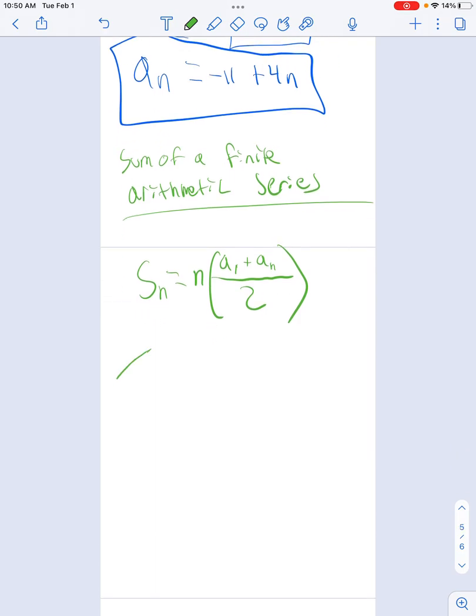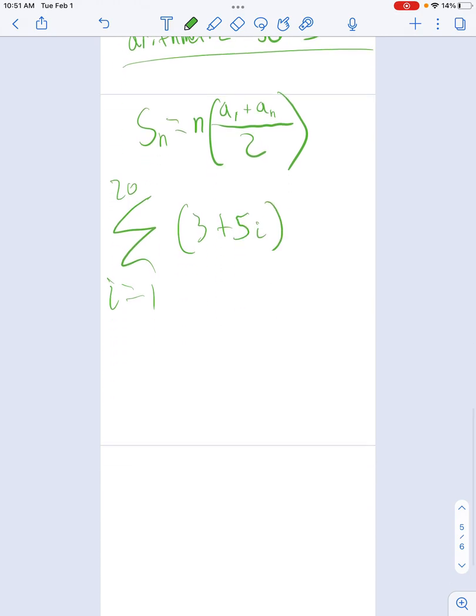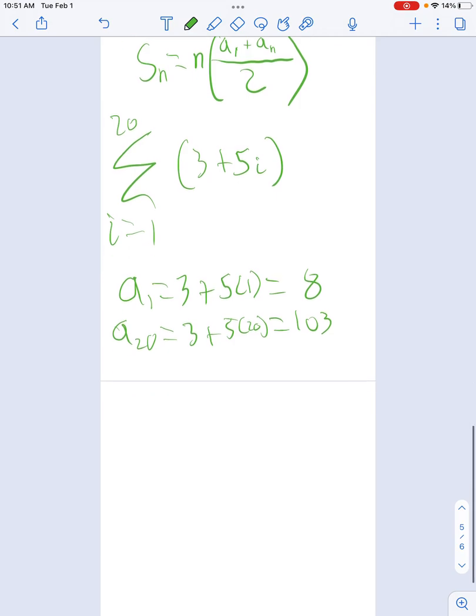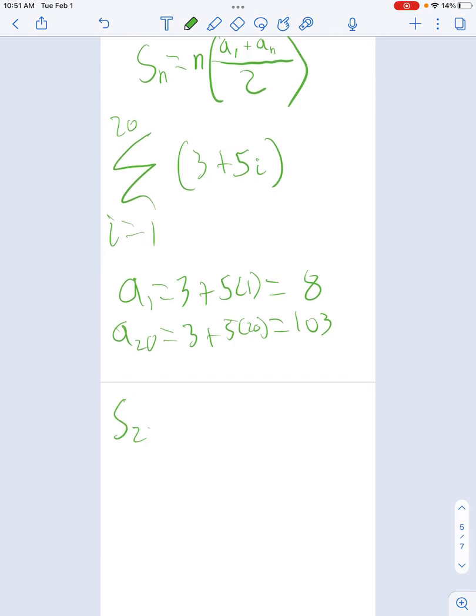So if we take the summation of i equals 1 to 20 of 3 plus 5i, I'm going to identify my first term, where i is 1. So a sub 1 equals 3 plus 5 times 1, which is going to give me 8. And then I'm going to identify my last term, where i is 20, which is going to give me 103. I'm going to add the two up.